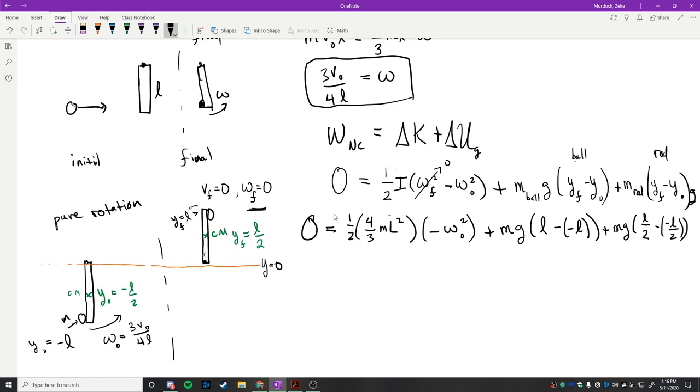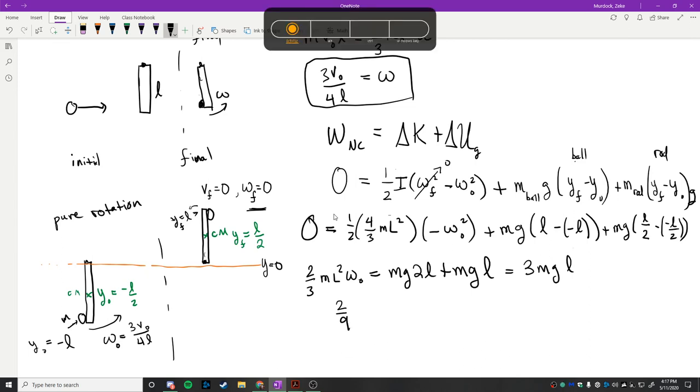All right, let's move this term to the left-hand side. There's going to be 2 over 3 ml squared times omega naught, I'll put omega naught in later, equal to... Now, if we add all this stuff together, I think this is mg times 2L plus mg times, I think, L. That is to say that's equal to 3mgL. The masses cancel, and we get something like 2 over 9.